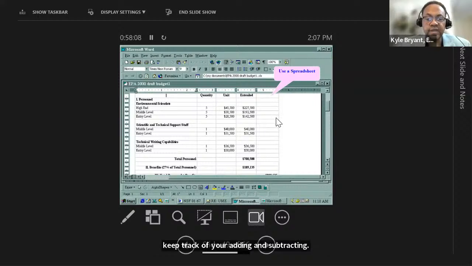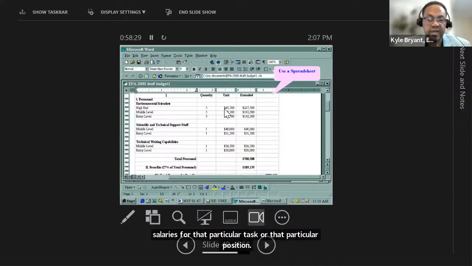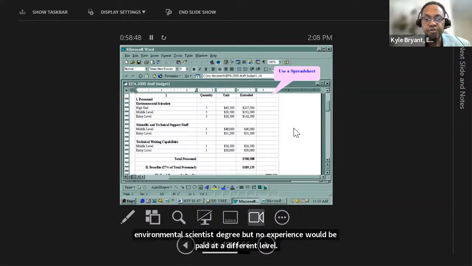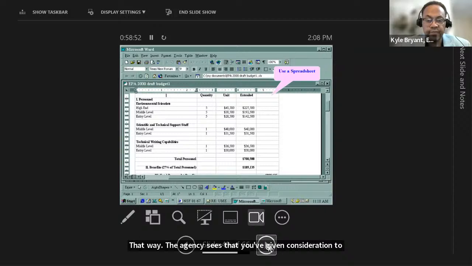If you don't have a person in mind for the job, say to be, as this spreadsheet shows, an environmental scientist, that hiring person is to be determined, say if they're going to do some sampling work for you, you can give a range of salaries for that particular task or position. At the high end, say they would be paid 45,500, and the middle level would be 38.5, and the entry level, someone fresh out of school with an environmental science degree but no experience, would be paid at a different level. That way, the agency sees that you've given consideration to experience and were able to price out what you're going to hire for and budget appropriately.